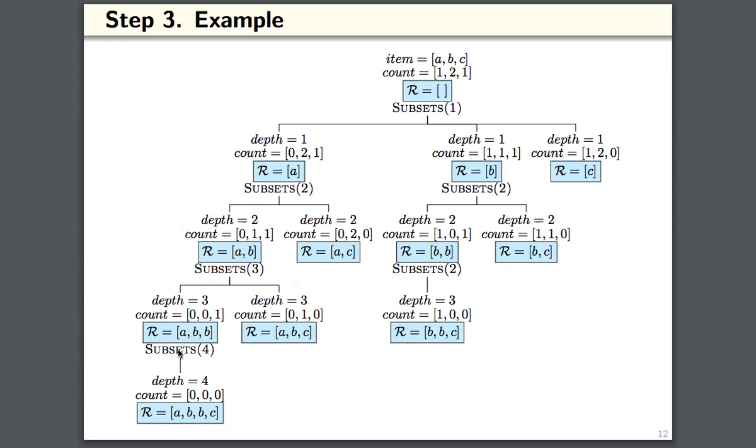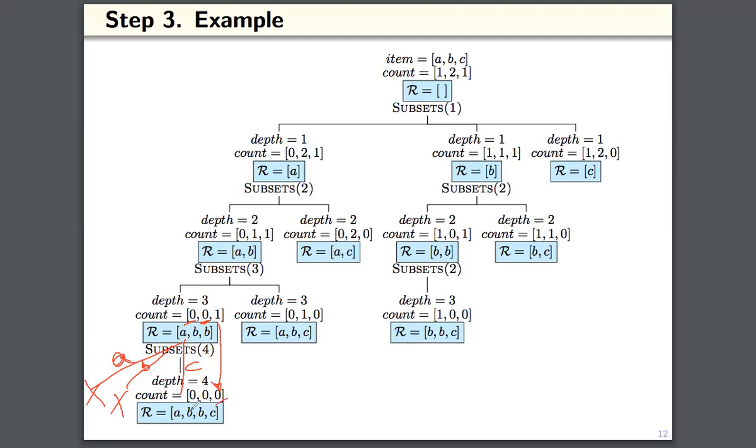Continue the same idea. A, B, C. Can you add A? No, 0 instances of A. You cannot add A. Can you add B? No, there are no instances of B left. Can you add C? Yes, I can, because there is 1 instance of C that I can add. Add C, and the number of instances of C will also decrease to 0.